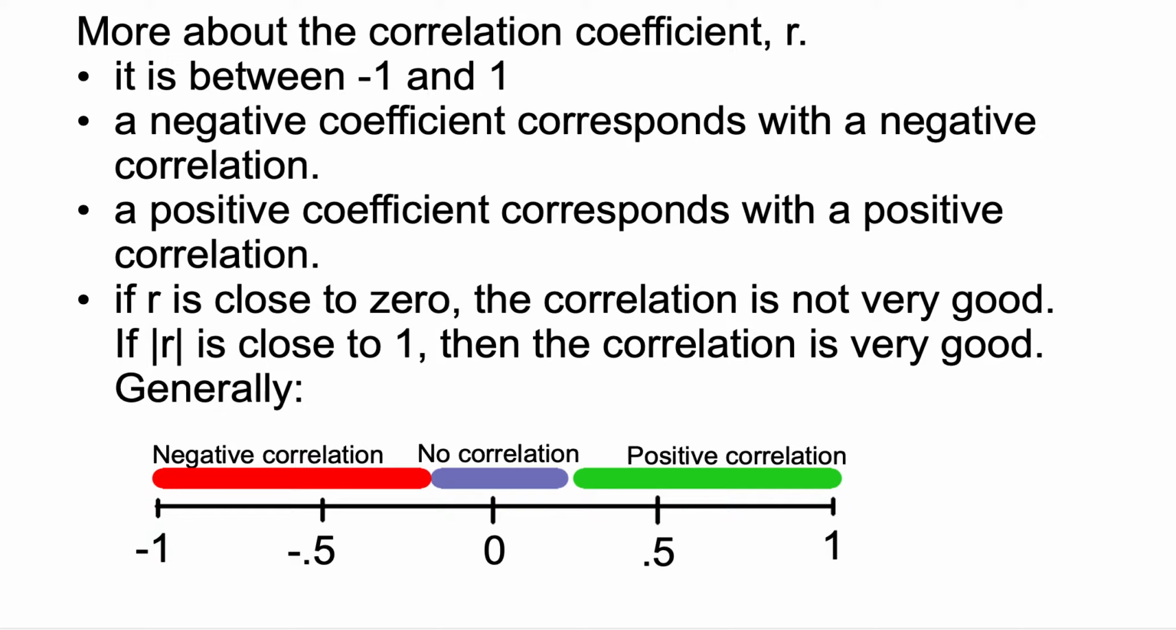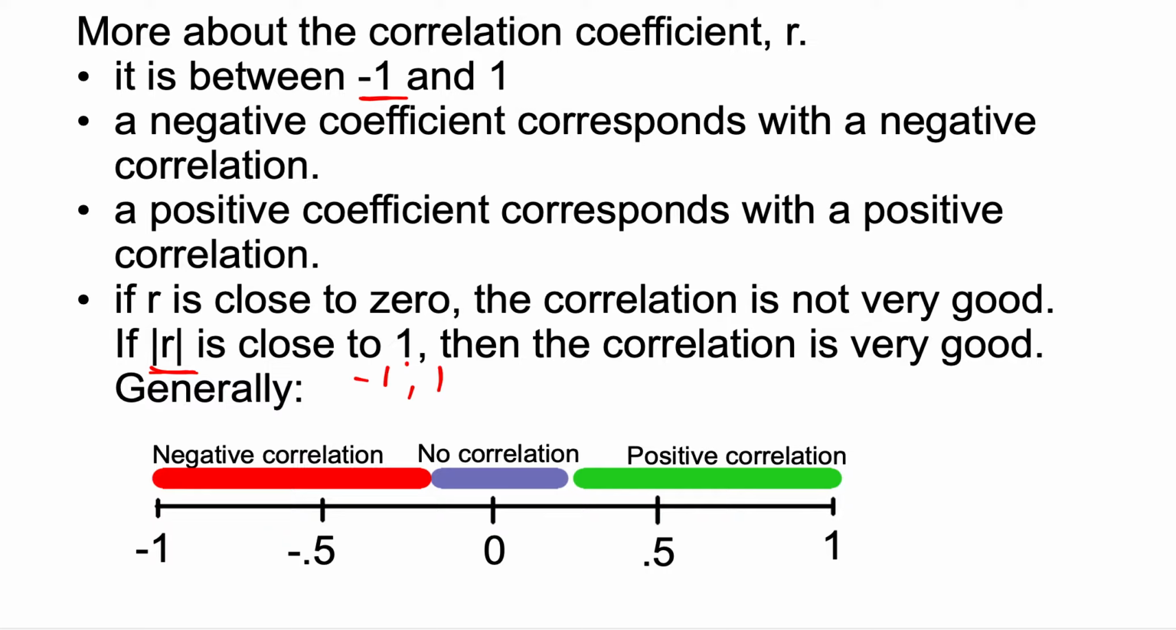So more about the correlation coefficient r. It is between -1 and 1. A negative coefficient corresponds with a negative correlation. So if it's between -1 and 0, it's a negative correlation. A positive coefficient corresponds with a positive correlation. And if r is close to 0, the correlation is not very good. If the absolute value of r, or the size of r, is close to 1, that means it could be 1 or -1, then the correlation is very good, generally.